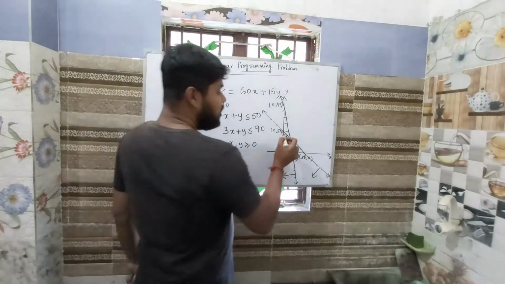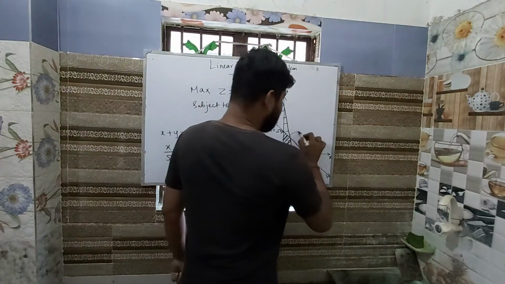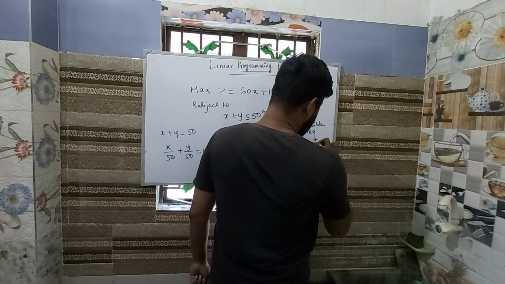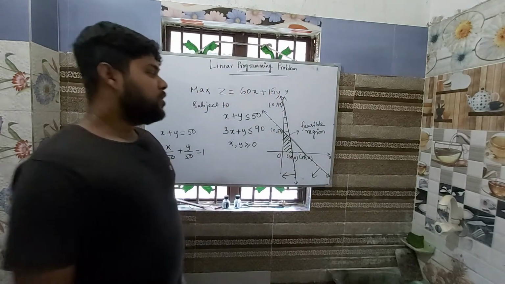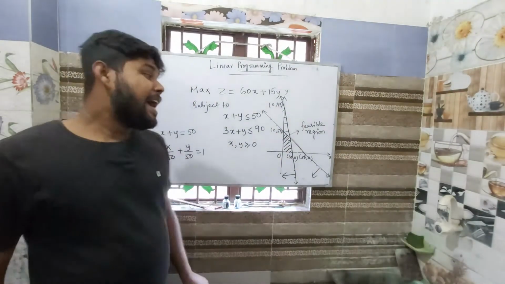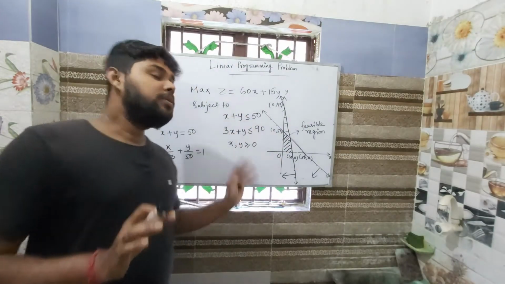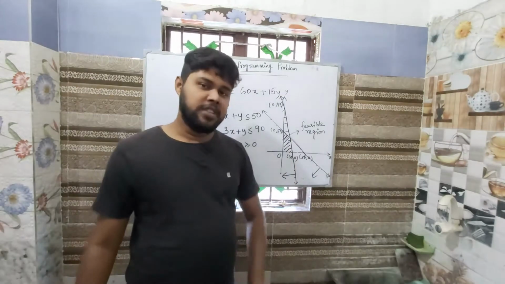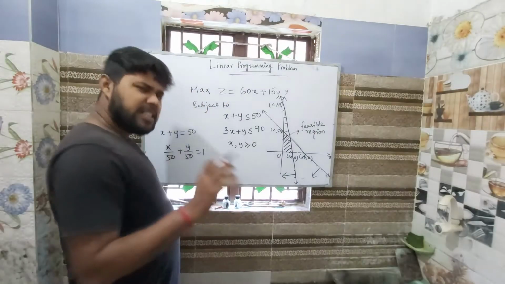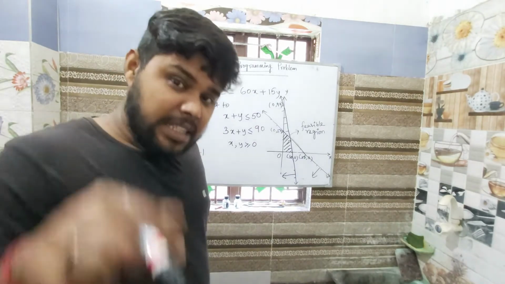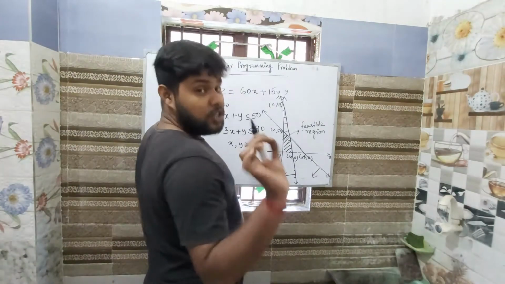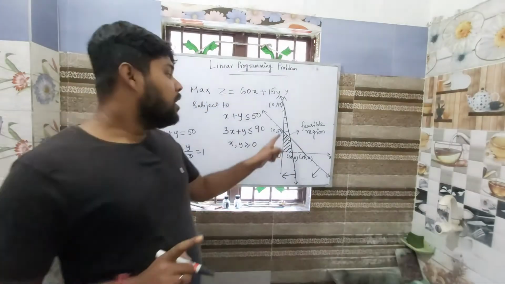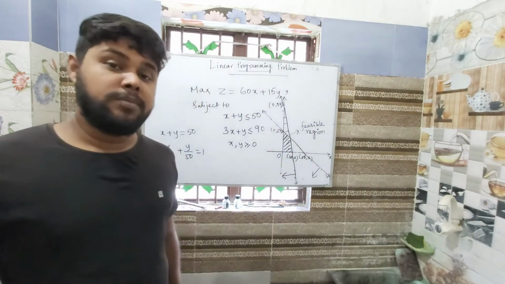Now this common region is called the feasible region. Feasible means that the possible solution to the problem will always lie in this particular region. Now there is a theory. We are not going into the details of the theory. The theory suggests that the solution to an LPP will always lie at the corner points of the feasible region.